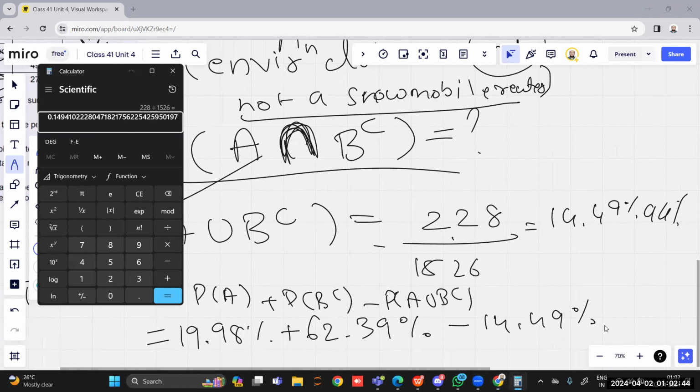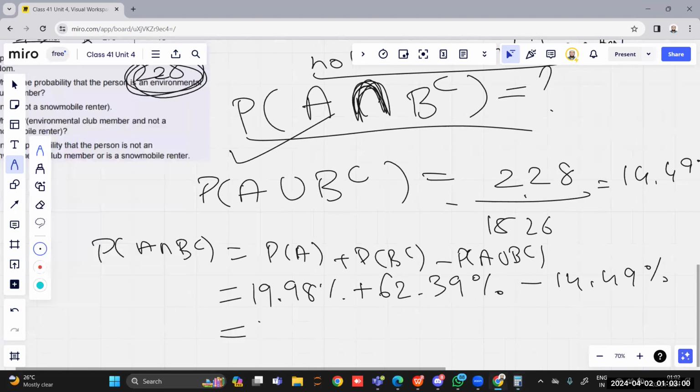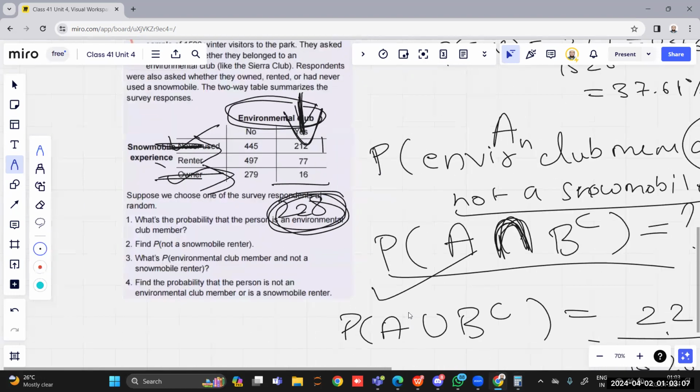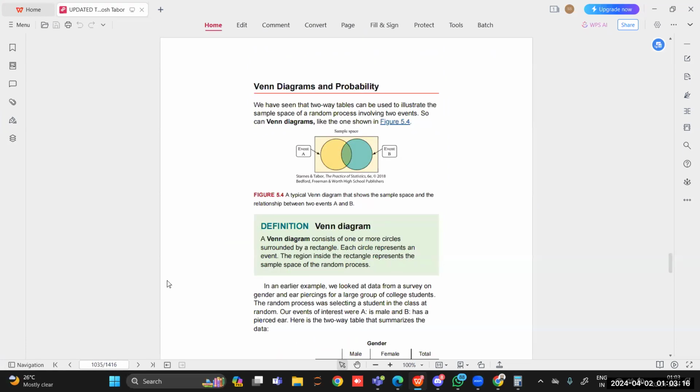We see it: 19.98 plus 62.39 minus 14.49. So it's around 70.88. Yes or no? That's the final answer. Got that? The last question, you can do it on your own. It's easy. Now we'll move on to the next thing.